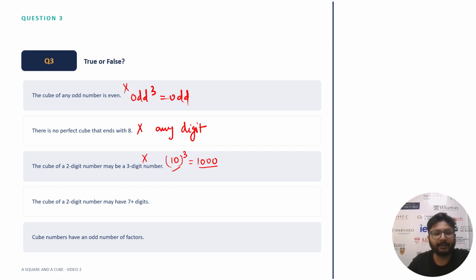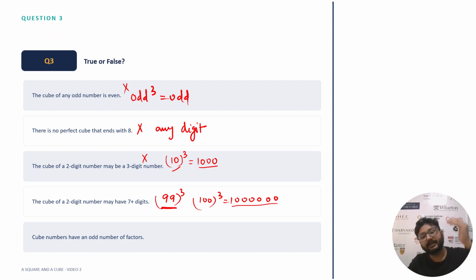Cube of a 2-digit number may have 7 plus digits. No, it is also not possible, because 99 cube is a 6-digit number, right? And if I talk about 100 cube, it is 1, 2, 3, 4, 5, 6, 7 digits, right? So 99 cube, which is the highest 2-digit number, is a 6-digit number. 7 digits are not possible. So this is also incorrect.